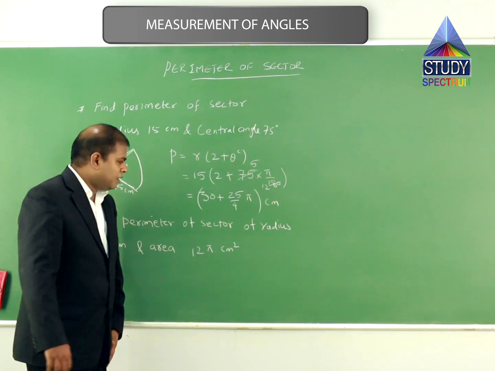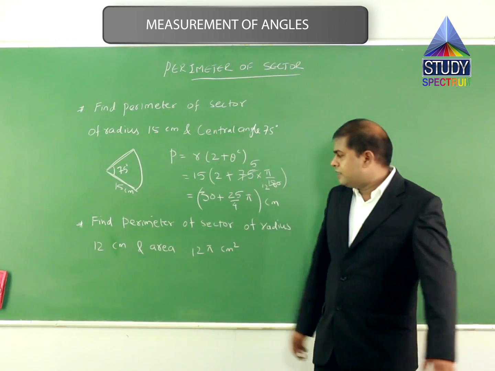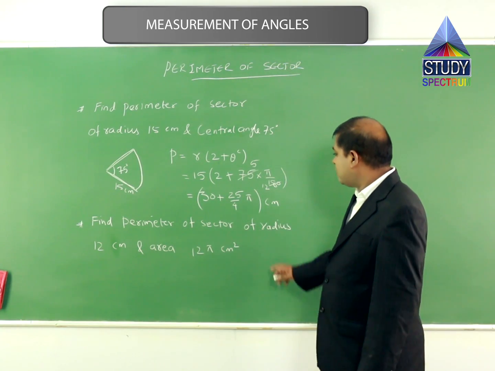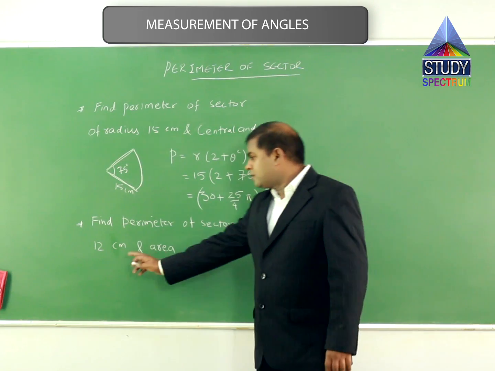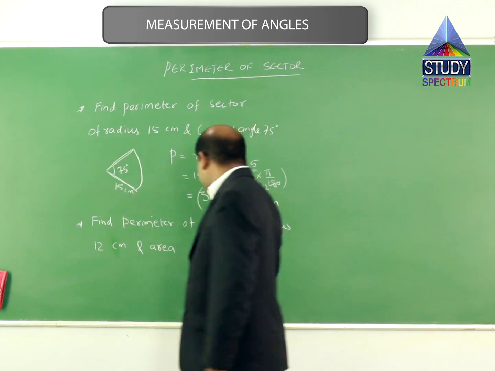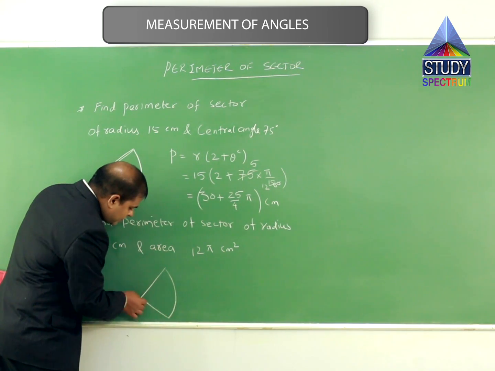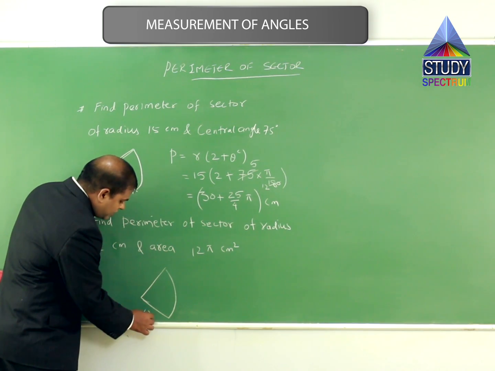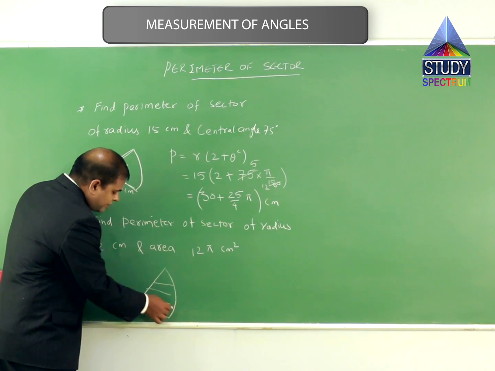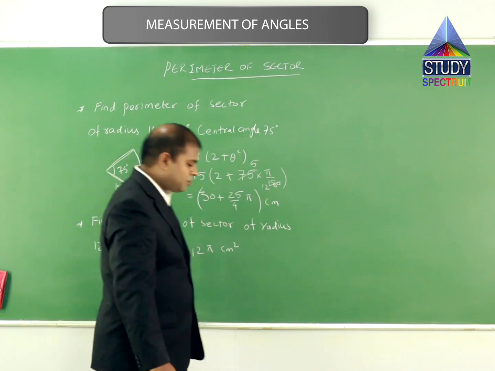Okay. Now moving to the next question. This is an indirect question. Here, perimeter of sector is what we have to find, of radius 12 centimeter, area of which is 12 pi centimeter square. So there is a sector, radius of which is 12 centimeter, and this time the central angle is not mentioned. The area is given. Area is 12 pi centimeter square.